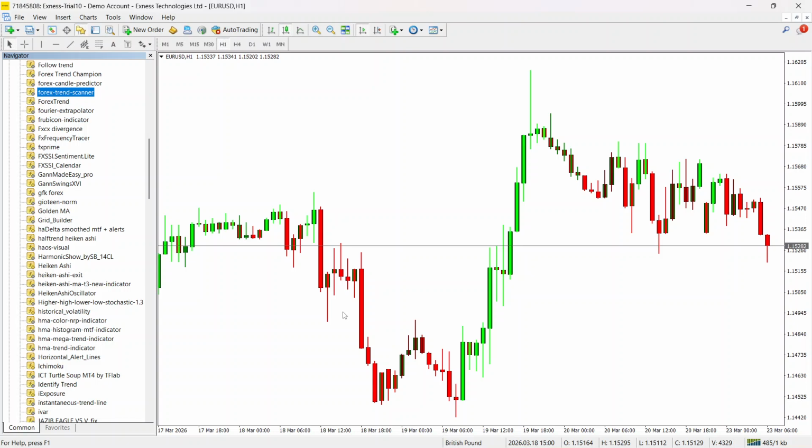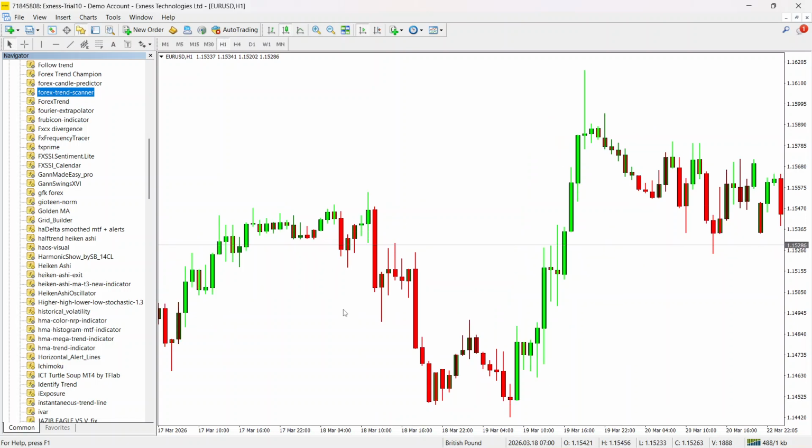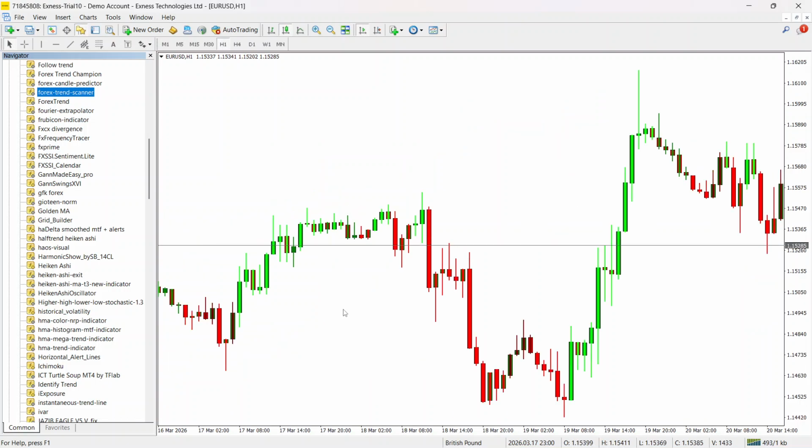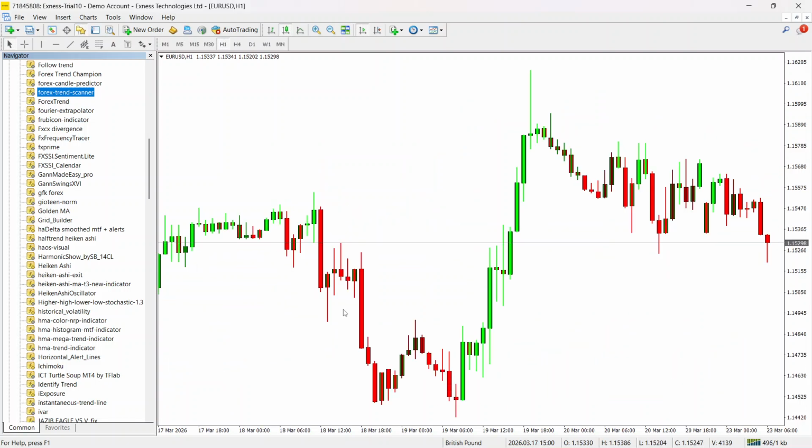Now the Forex Trend Scanner Indicator colors the candlesticks directly on the main chart, turning each bar into a visual snapshot of trend direction and momentum. Lime green candles indicate a strong bullish trend, while dark red candles indicate bearish momentum.